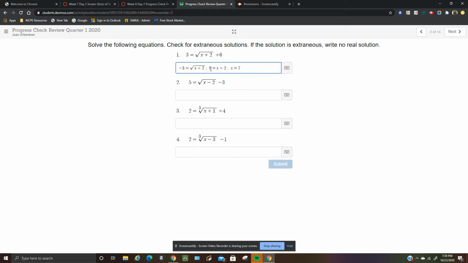So if I plug that back in, right here, I could stop because the square root of something equal to negative 3, that's not going to ever work. But 7 plus 2 is 9. Square root is 3. 3 plus 6 is 9, not 3. So this is no real solution.